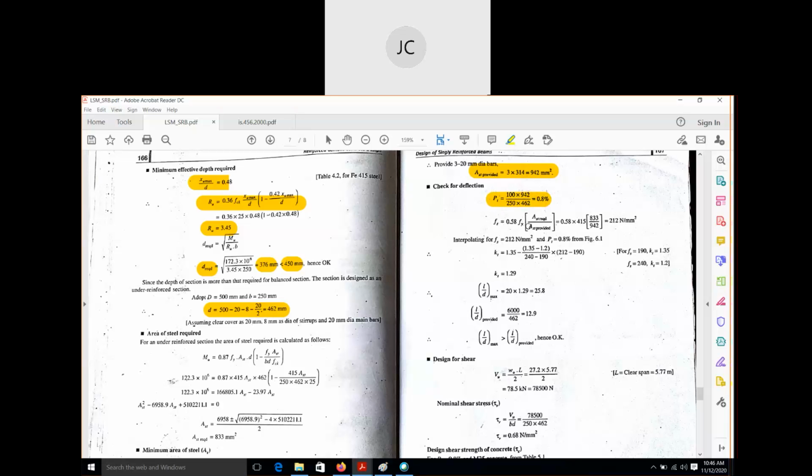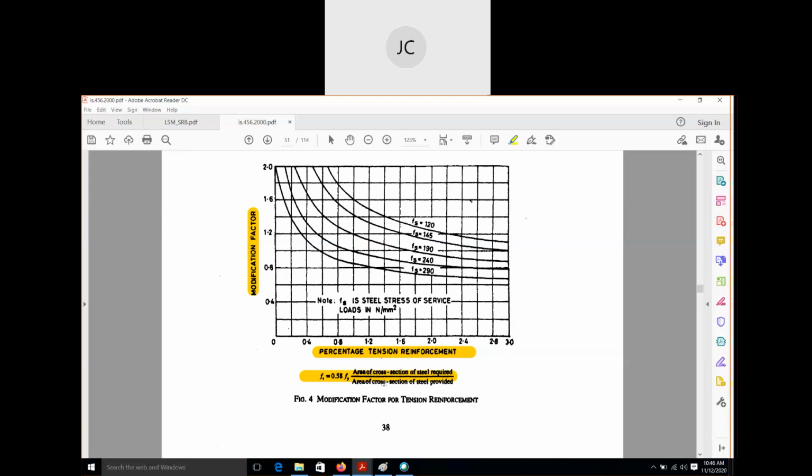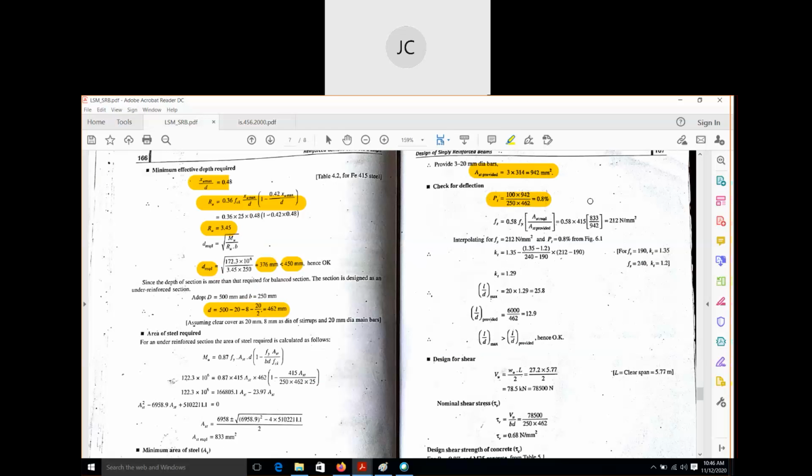So as per IS 456, there is a formula given for Fs. You can see here in this graph. It is 0.58 Fy into AST required divided by AST provided. So here also we will use the formula 0.58 Fy into AST required divided by AST provided.